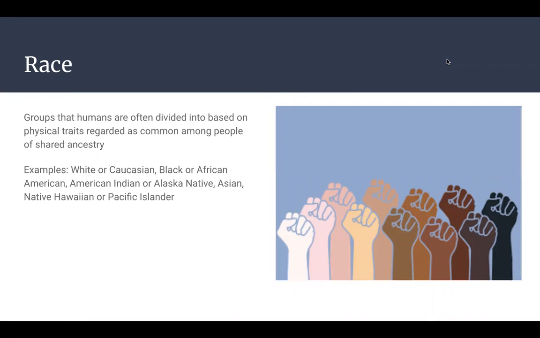The first vocabulary word is race. Race are groups that humans are often divided into based on physical traits regarded as common among people of shared ancestry. Examples of race might include white or Caucasian, Black or African American, American Indian or Alaska Native, Asian, Native Hawaiian, or Pacific Islander.